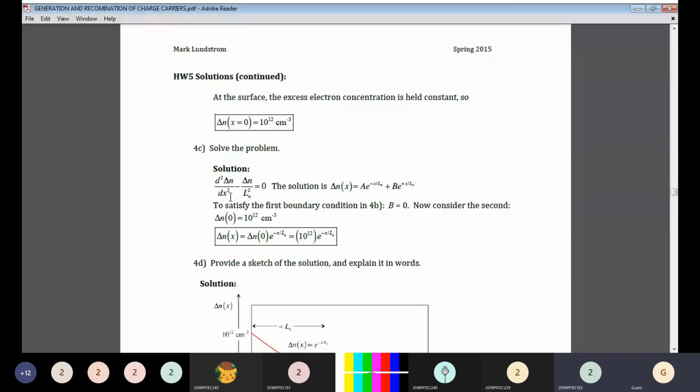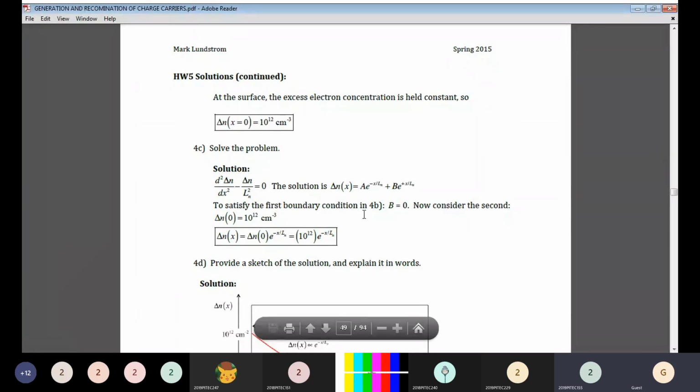So d square delta n by dx square minus delta n by Ln square equal to 0. The solution is delta n of x equal to A e to the power x by Ln plus B e to the power minus x by Ln. This we know right from the previous problems.